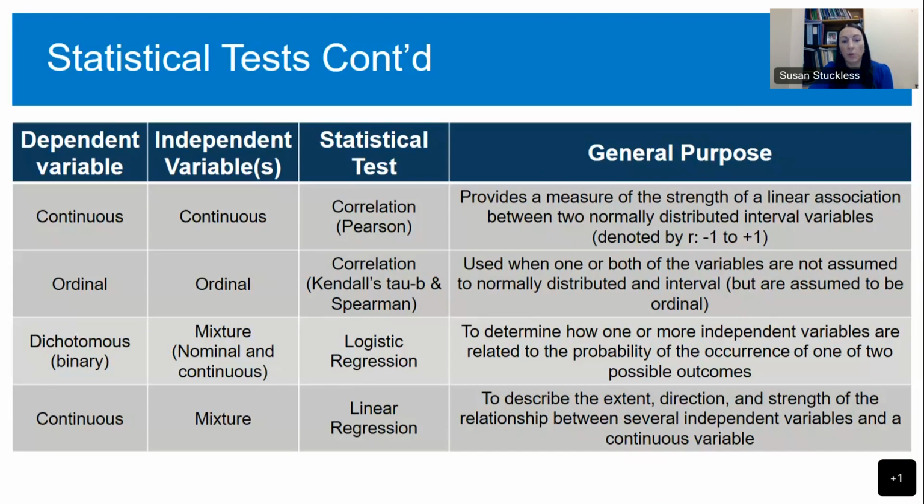Then you get into what I had mentioned about multivariable analysis. You can get into logistic regression, which in this situation, your dependent variable is dichotomous, so it only has two categories, whether it's yes or no for death, yes or no for did they have a specific type of cancer, that type of thing.